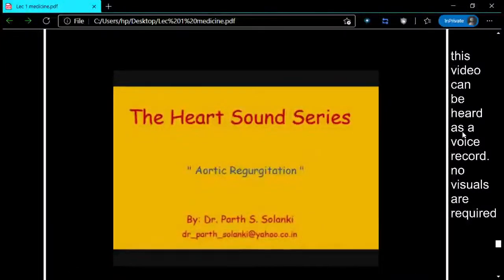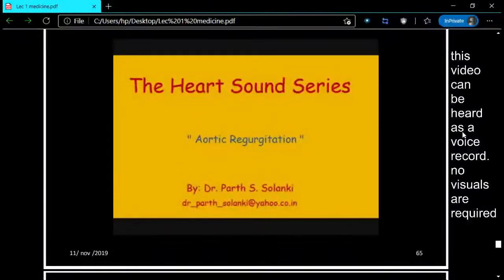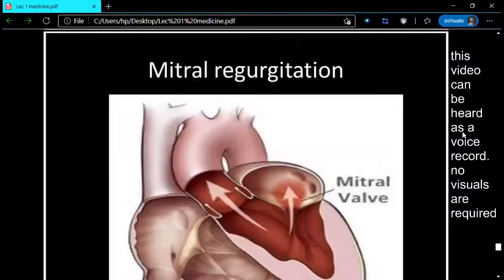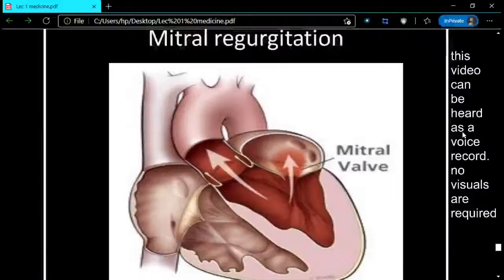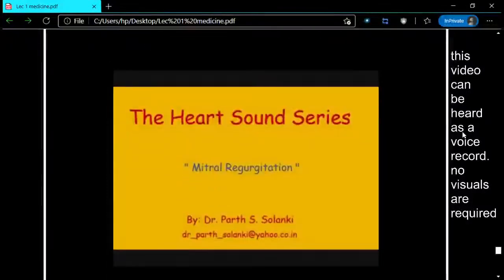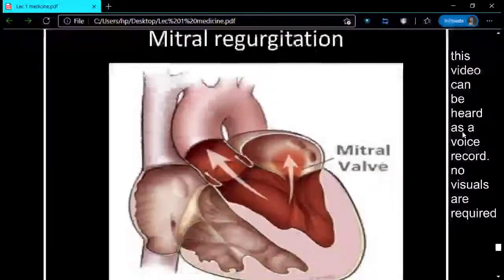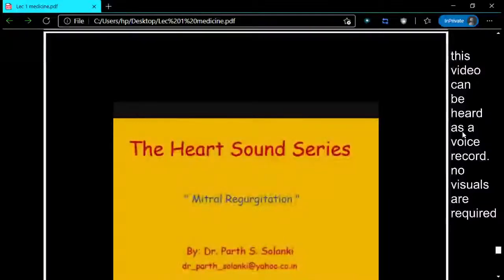Moving on. Heart sound. Mitral valve. The mitral regurgitation. It's blood backflow from the ventricle to the aorta.